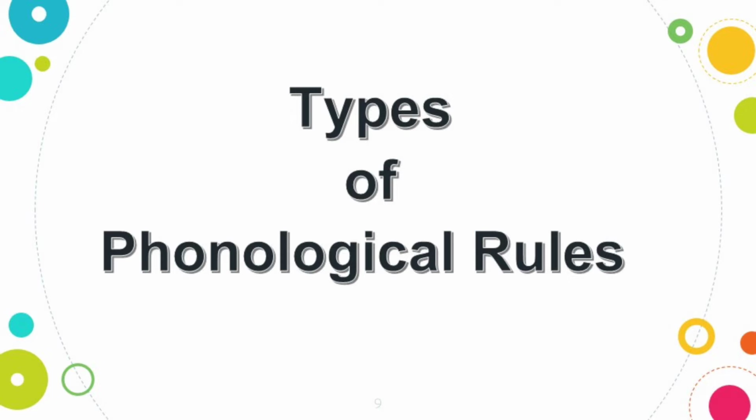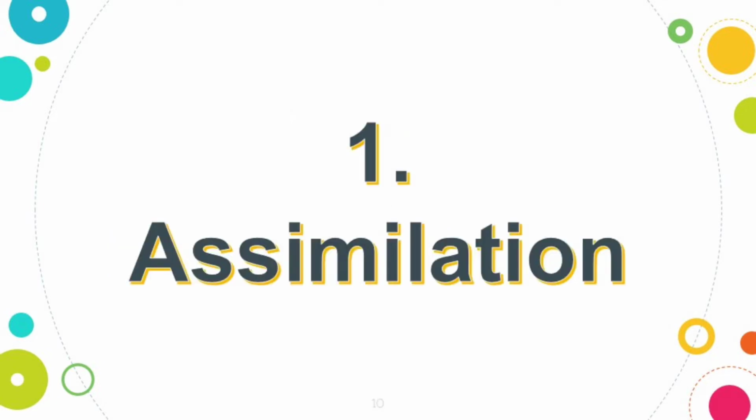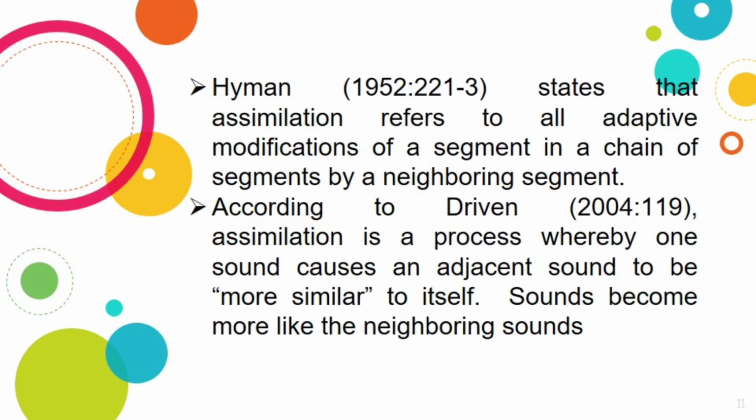Types of phonological rules. Let's study the following phonological processes. Assimilation. According to Hyman, assimilation refers to all adaptive modifications of a segment in a chain of segments by a neighboring segment. According to Dressen, assimilation is a process whereby one sound causes an adjacent sound to be more similar to itself. Sounds become more like the neighboring sounds.